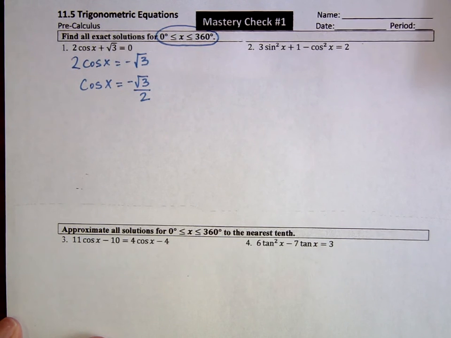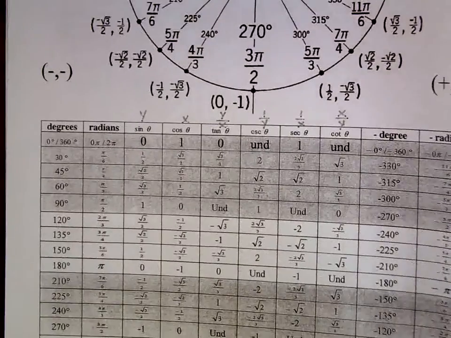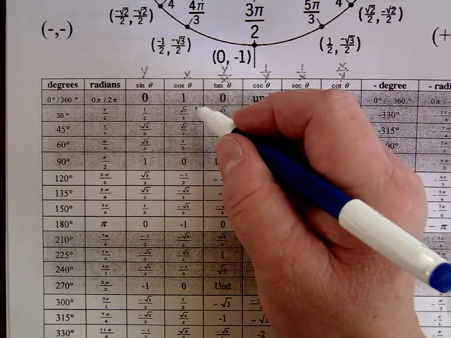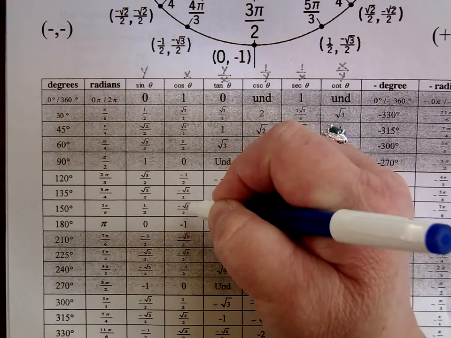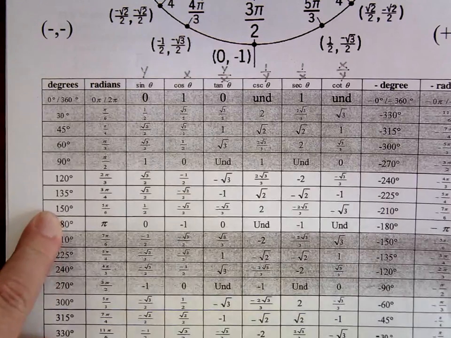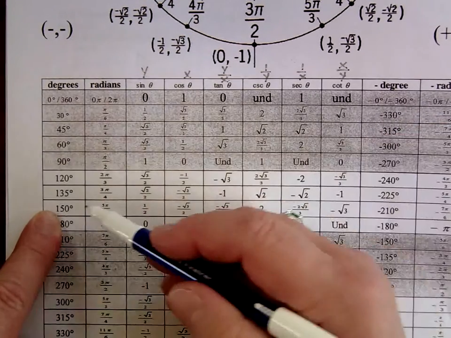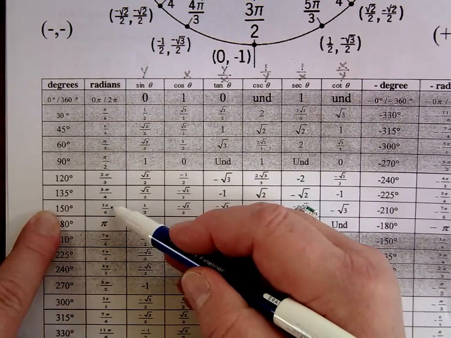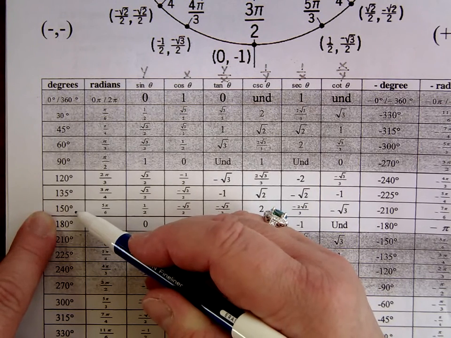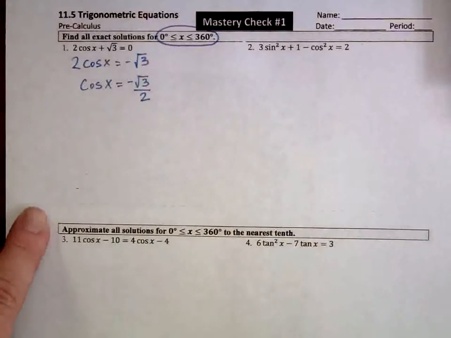And so I look at that and I'm like, oh, that's really cool. That's negative square root of 3 over 2, and I know that that's on my chart. So I take my chart and I want to know where the cosine is negative square root of 3 over 2. I go down my list. Here it is. I go across to 150. Again, I'm going to use either the radian measure or the degree measure, but because the directions said to keep it between 0 and 360, I know I'm using degrees. So my one answer is 150.